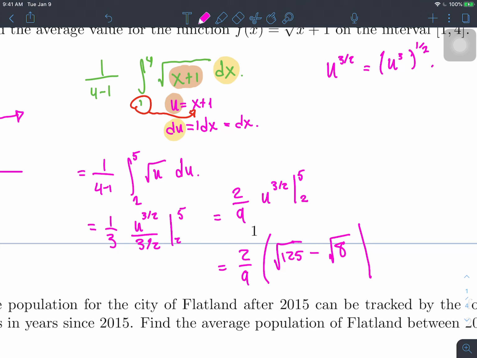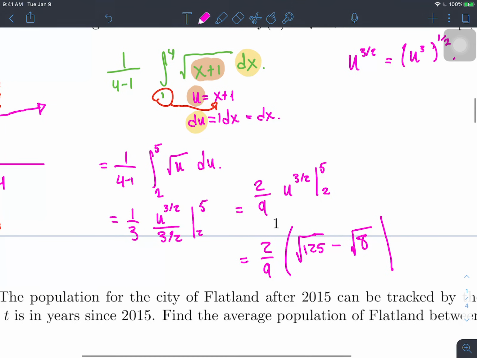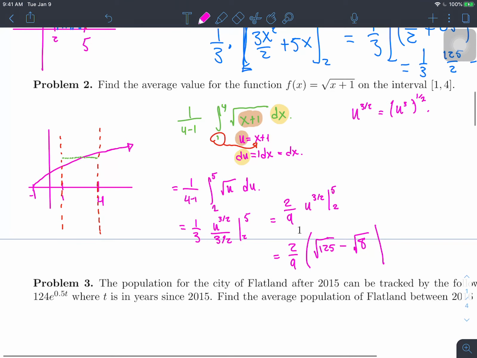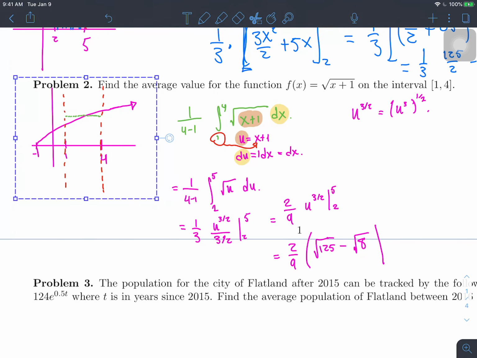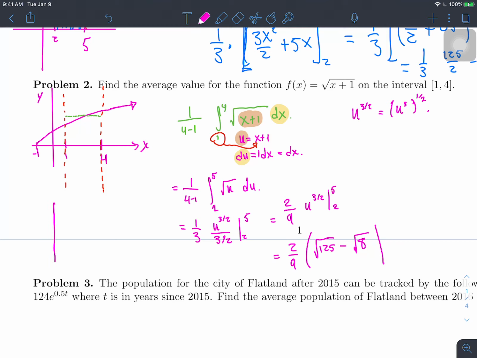And now I can actually use this, by the way, to give you a really good graphical interpretation of what is happening with u substitution. Okay, so let me take this and move it up here and remind you that this was the y-axis and this was the x-axis. Well, I can draw this again using the u-axis and the y-axis.